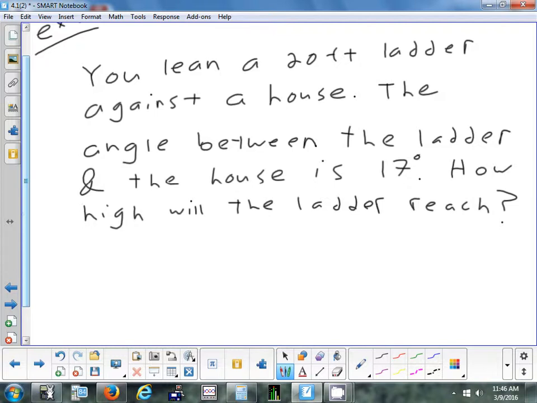Okay, how come the ladder isn't going to reach 20 feet high? It's a 20-foot ladder. Yeah, it's on an angle. Okay, the more of a slant you put it on, the less height you can reach.